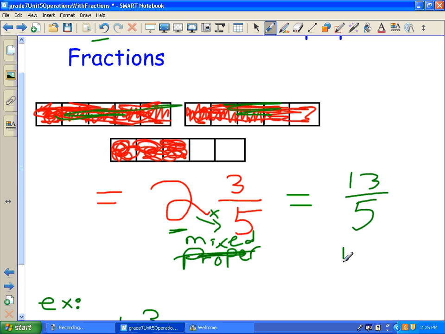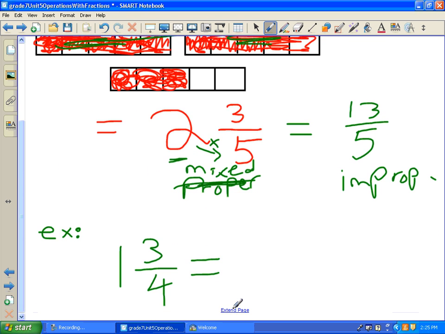Okay. So it's mixed because it has a whole number and a fraction. So this one here is called an improper fraction. Now if you count the pieces up here, you should get 13/5. 1, 2, 3, 4, 5, and then another 5 is 10, 11, 12, 13.